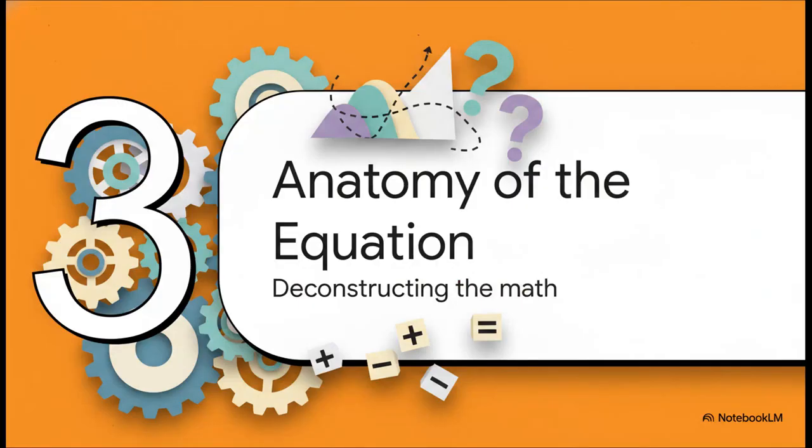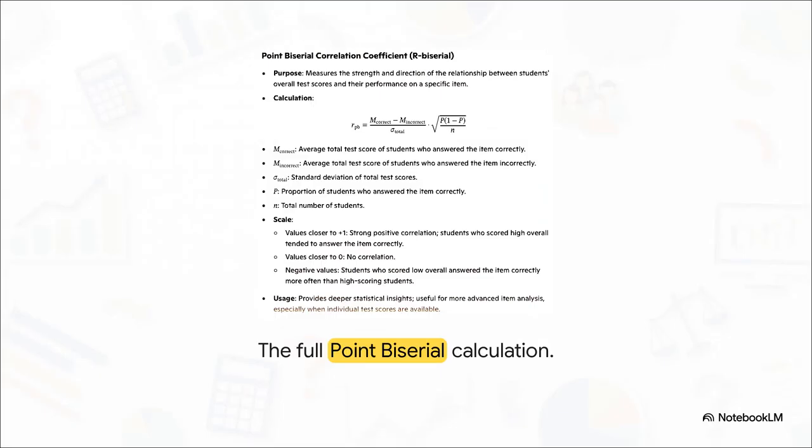Section 3. Anatomy of the equation. Deconstructing the math. Okay, here is the full calculation. Now take a breath. Please don't let the Greek letters and square roots intimidate you. We can actually take this complex algebraic formula and deconstruct it into really intuitive, bite-sized pieces. We're going to treat this equation like a biological specimen and just zoom in on its anatomy, variable by variable.